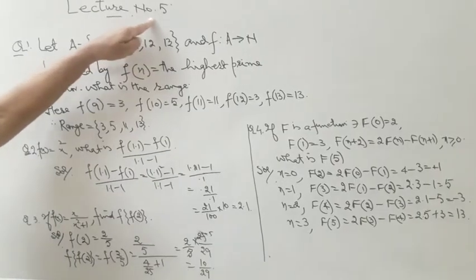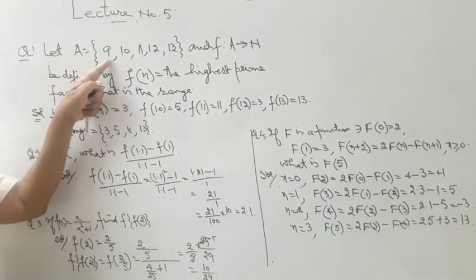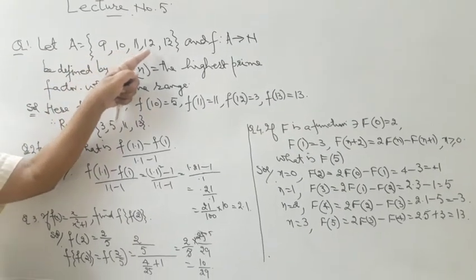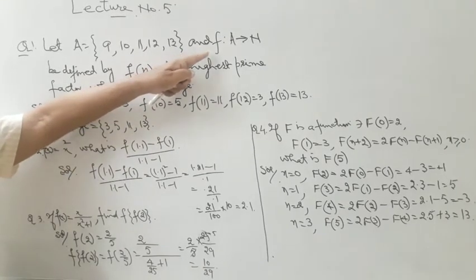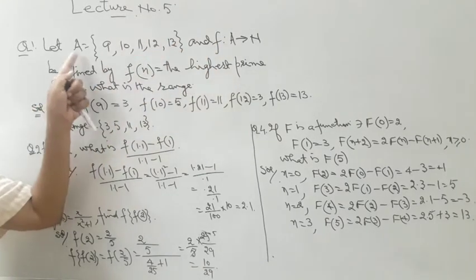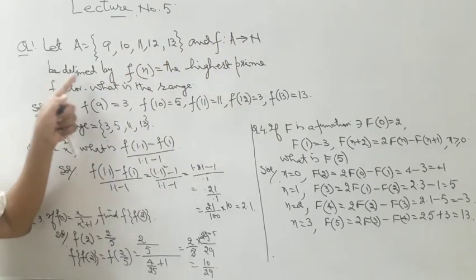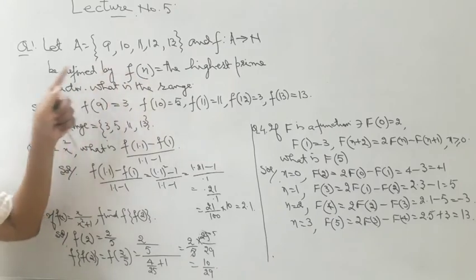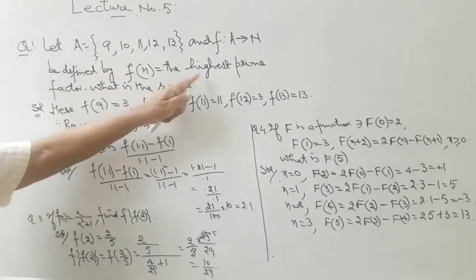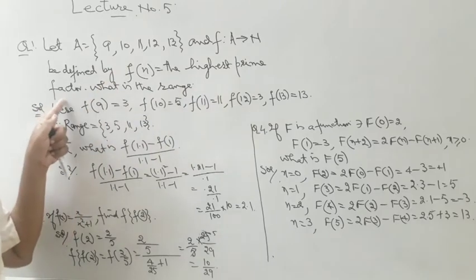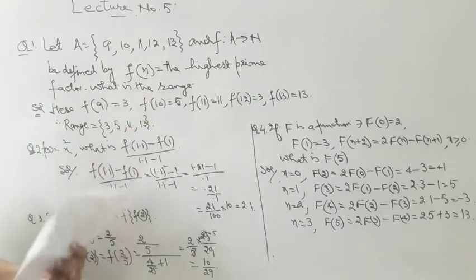Please check out. First question is, let A is equal to the set of 9, 10, 11, 12, 13 and f is a mapping from A to N. A is this set, N is the set of natural numbers. Defined by f(n) is equal to the highest prime factor. What is the range? The question is, what is the range?